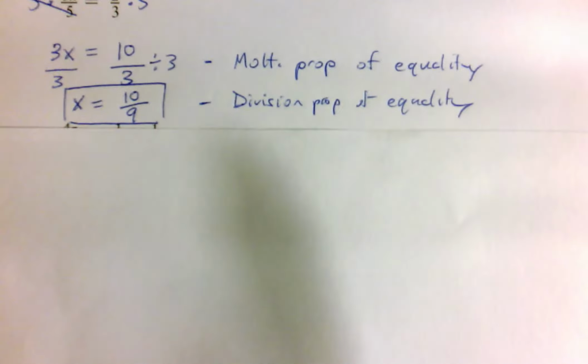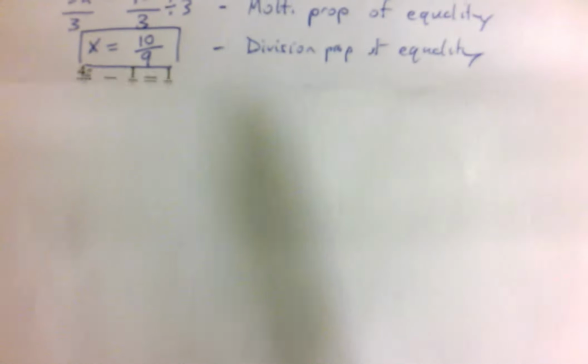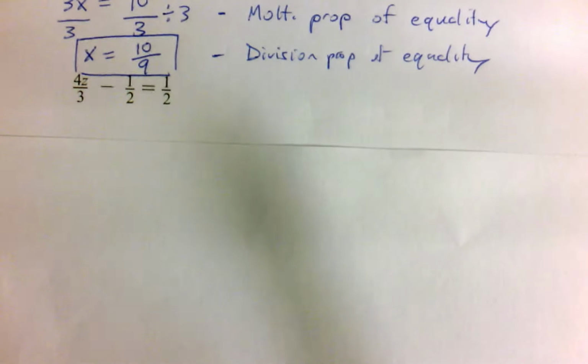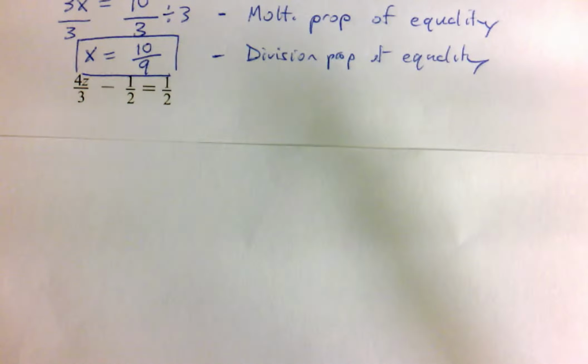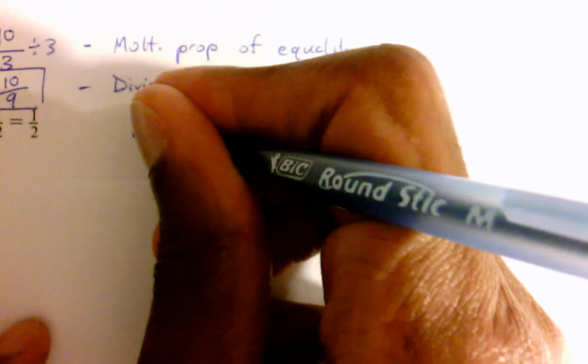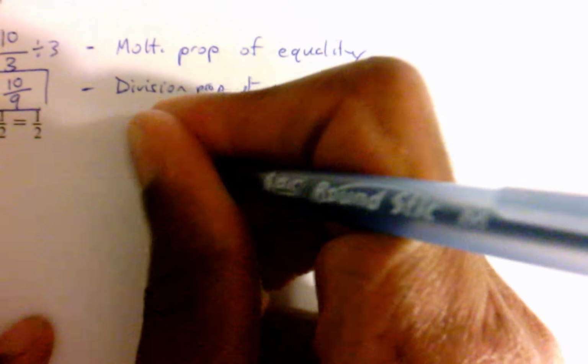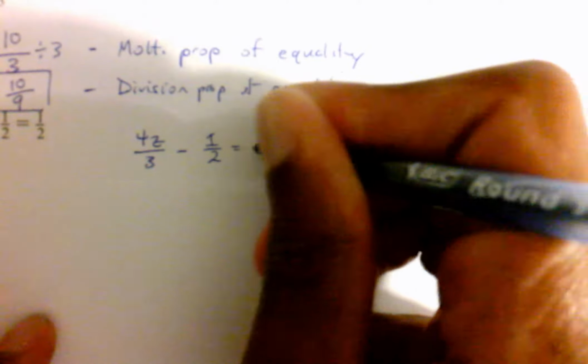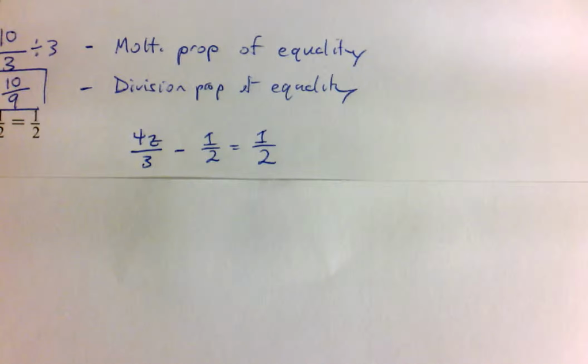Let's look at one more example. Our next example, we have 4z over 3 minus 1 half equals 1 half. So if I just rewrite this equation to give myself a little more space, 4z divided by 3 minus 1 half is equal to 1 half. Okay, I need to solve this for z. z is my variable. There it is.